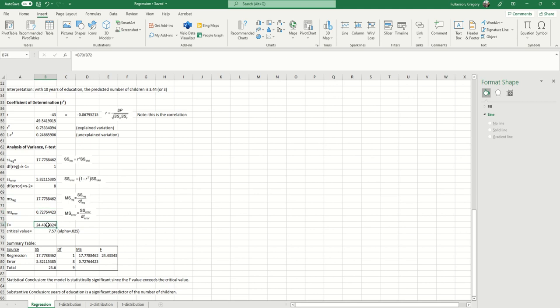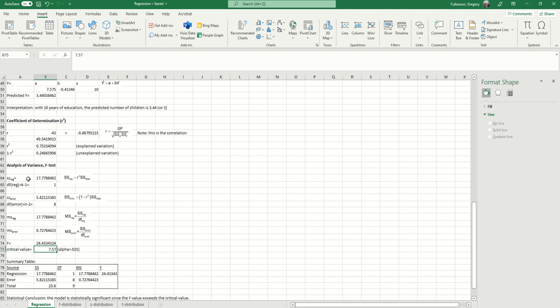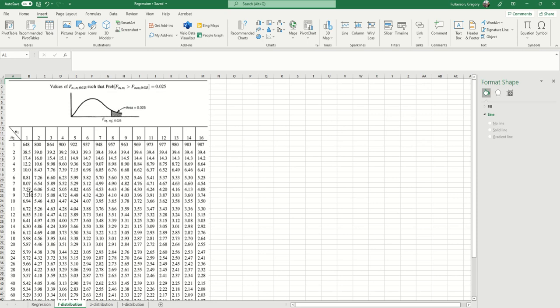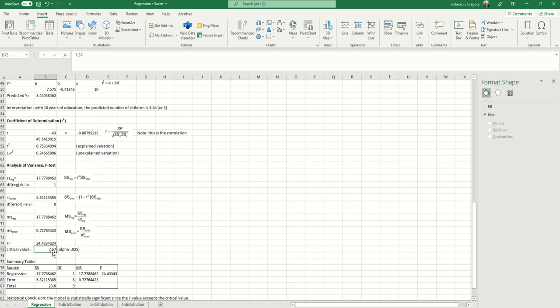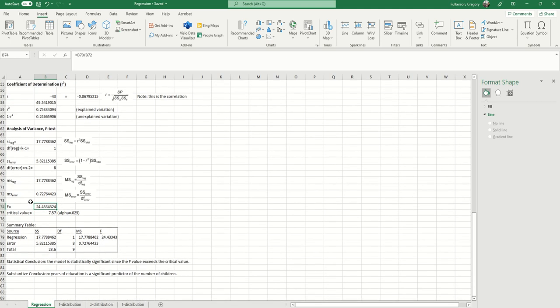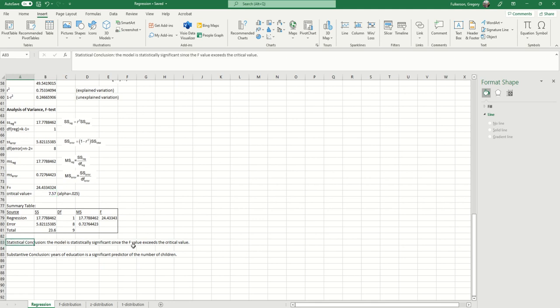And then finally, the F statistic is calculated by dividing the MS regression, the mean square regression, by the mean square error. Okay, so that gives us a calculated F-score of 24.4. And then we need to use our F distribution to find out the critical value with these degrees of freedom of 1 and 8. Right? So 1 and 8 degrees of freedom is 7.57. Everything on this is a 0.025 one-sided, which corresponds to a 95% two-sided confidence interval. So we have a large F value, so we could actually be more confident in the findings, but essentially the model is significant since the F value exceeds the critical value of F, which means years of education is a significant predictor of the number of children.